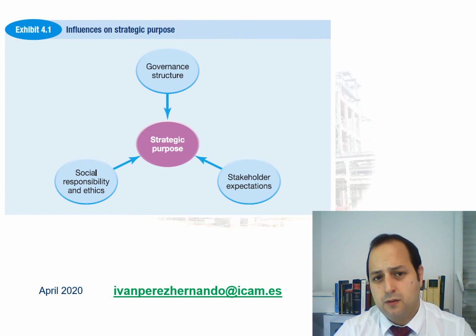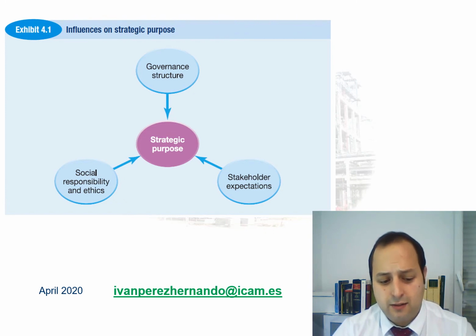Continuing with the second class of strategic management, we are going to continue speaking about the strategic purpose of companies. How is that strategic purpose formed? Who has influence on the formation of such strategic purpose? And in this video, we are going to speak about the governance structure of companies. We are going to speak about corporate governance.